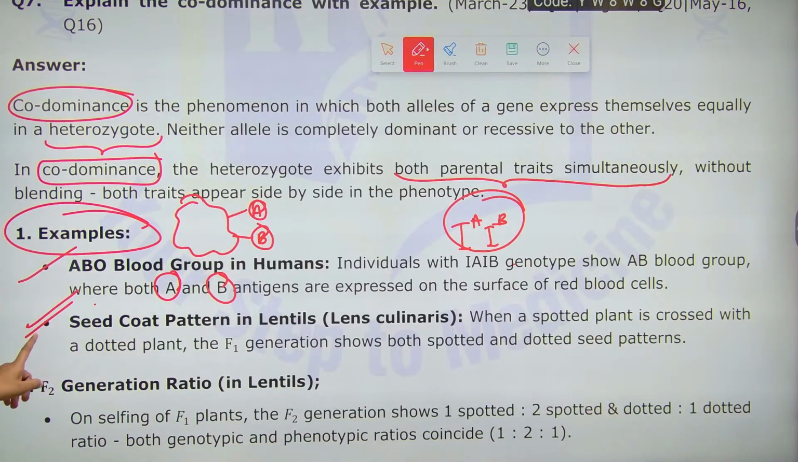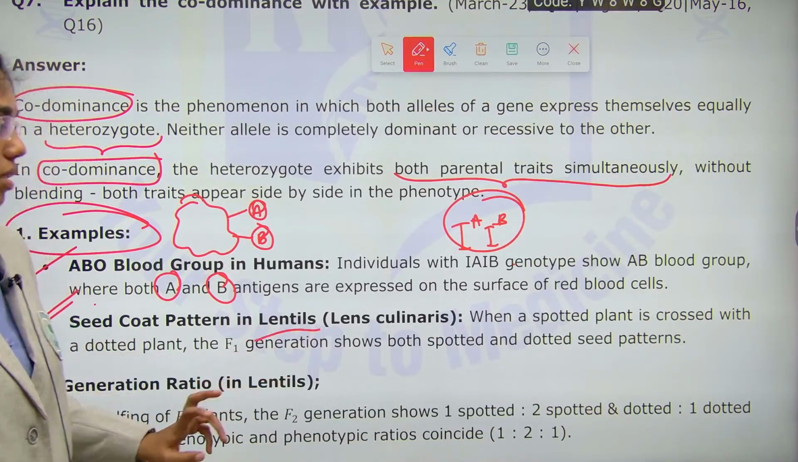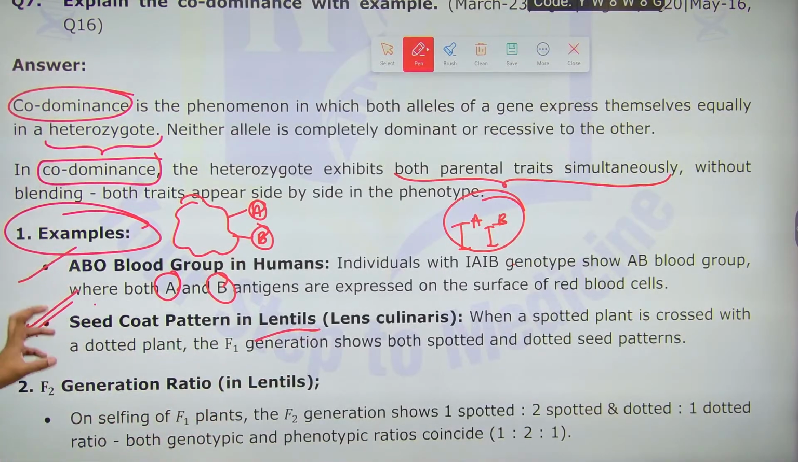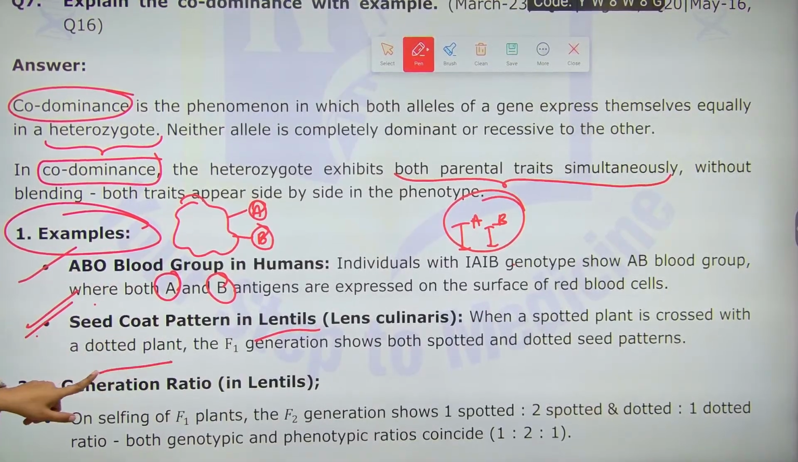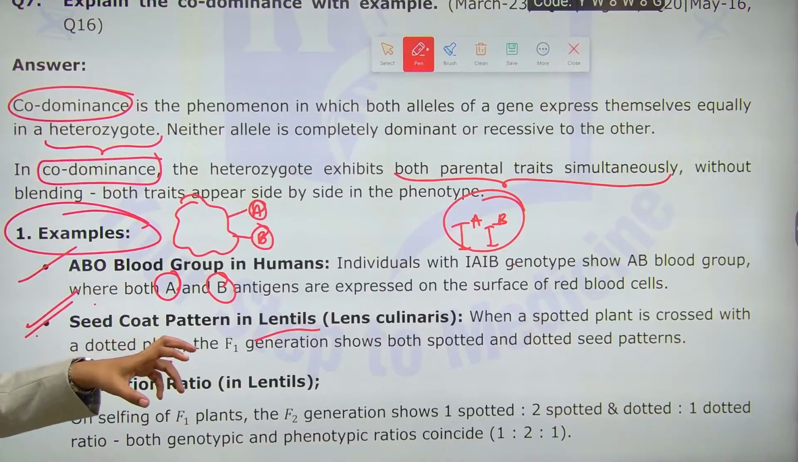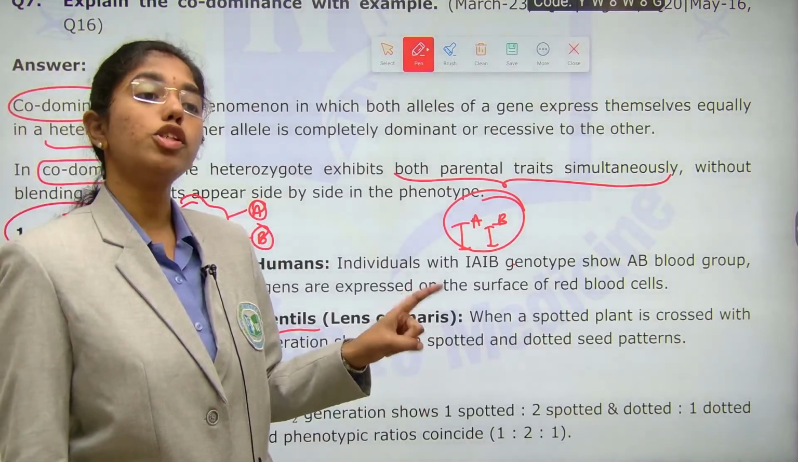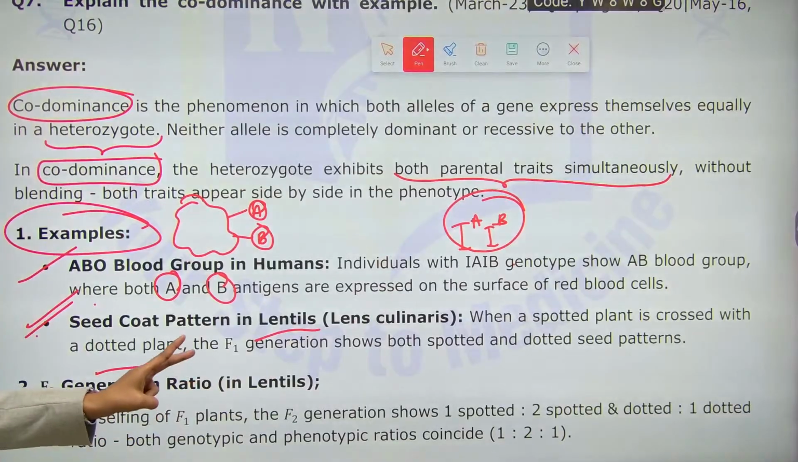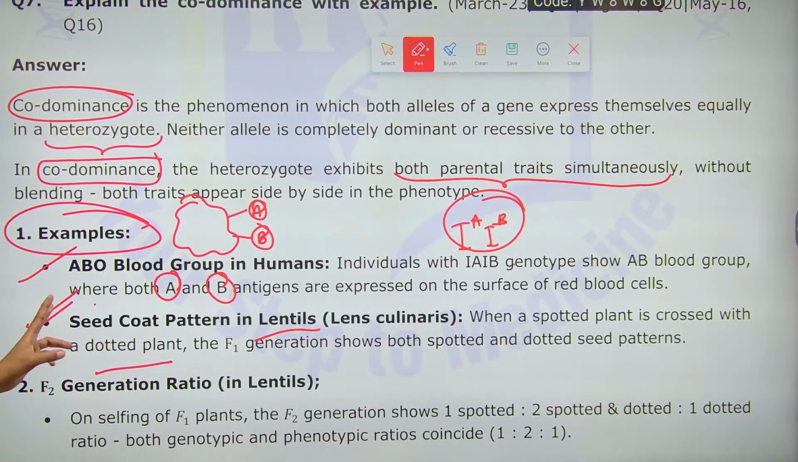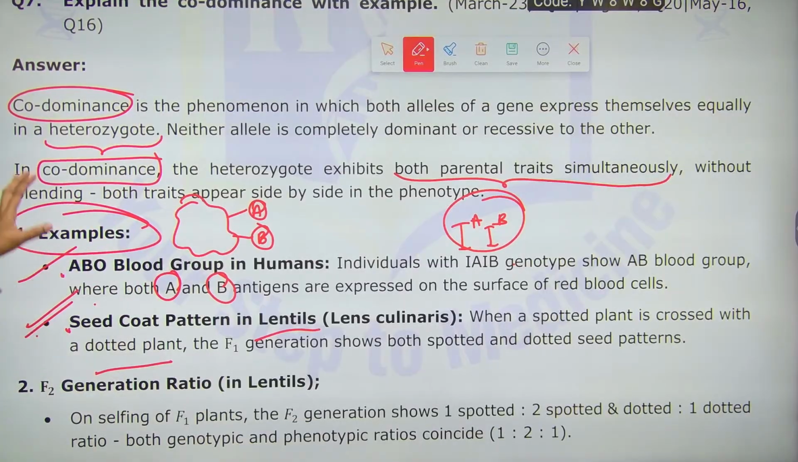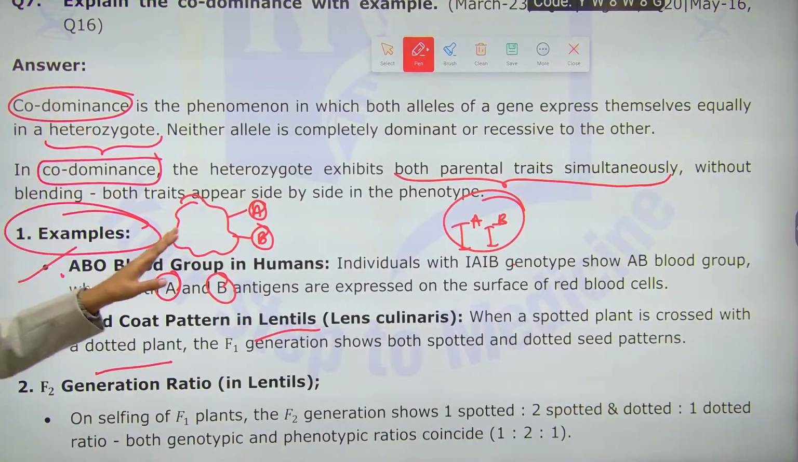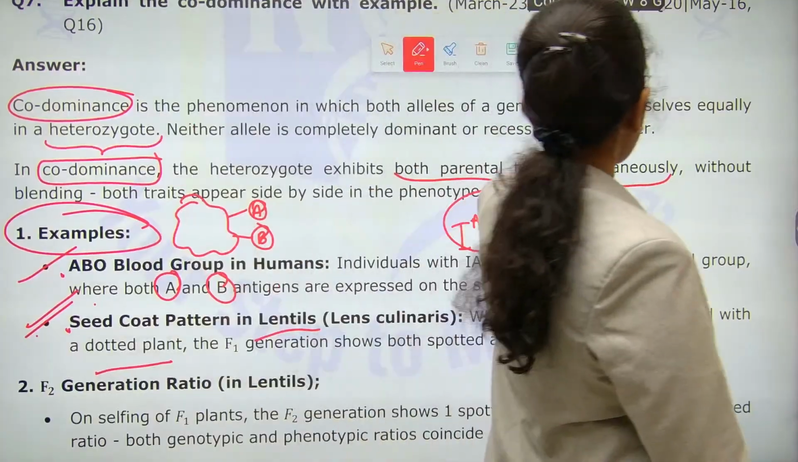Next, seed coat pattern in the lentils, that is Lens culinaris. When a spotted plant is crossed with a dotted plant, in the F1 generation you can see seeds with both spotted and dotted conditions. Seed patterns will show both the conditions, spot and dot. Even if you do not remember the second example, make sure you remember the first example, because this is the standard example for codominance. Fine, right? Which is in the textbook as well.